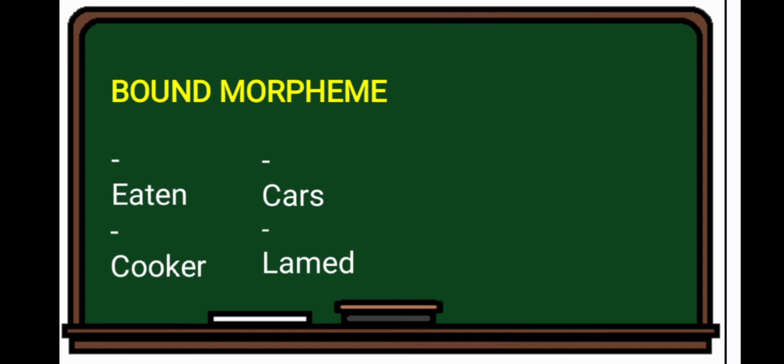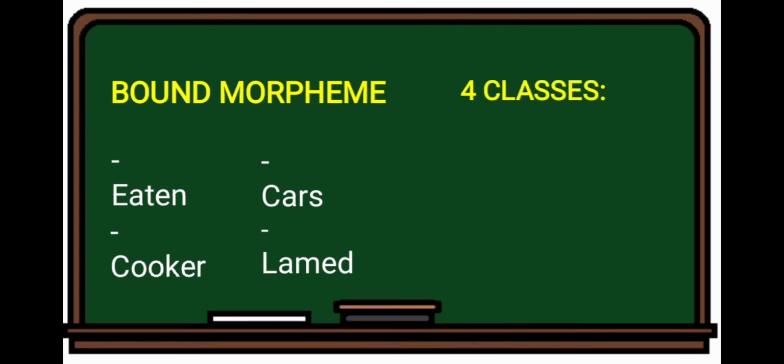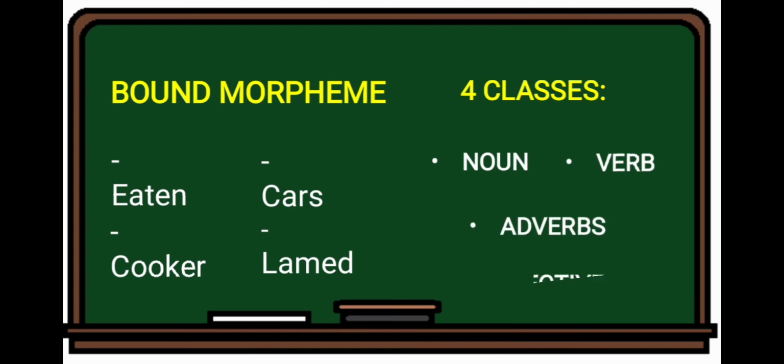So if we take out the suffix of these words, it will be no longer called a bound morpheme if it is read as eat. But here we have the suffixes -en, -er, -s, and -ed. However, we have here the four classes of lexical morpheme: the noun, verb, adverbs, and adjectives. I know that you already have a background on these four classes, so let's jump to another one.